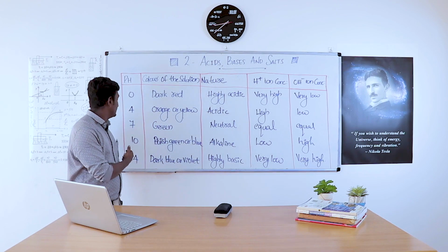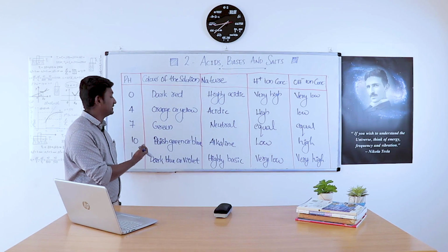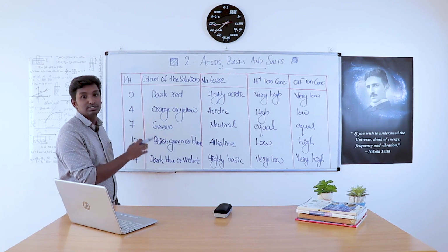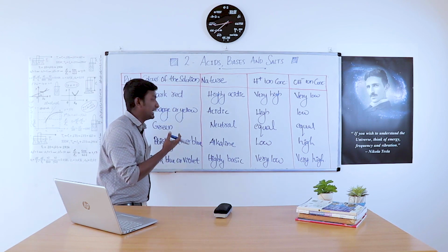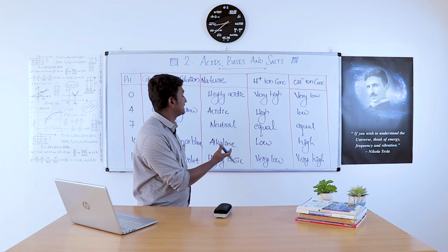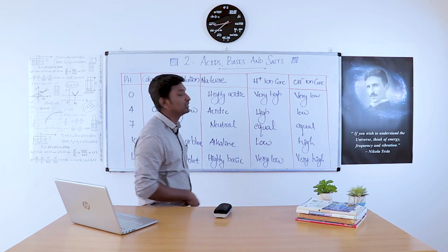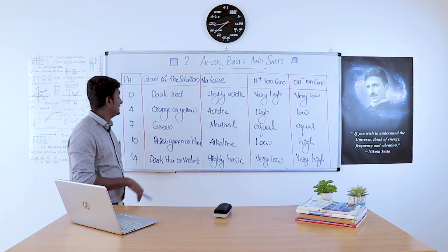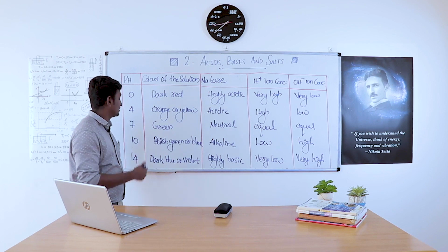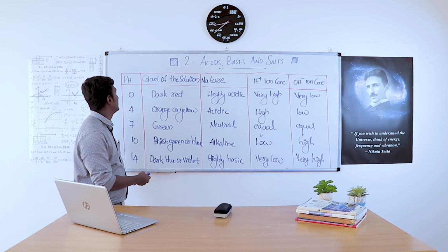Then if the pH value is 10, it gives a bluish green or slightly blue color. The nature of the solution is alkaline, H plus ion concentration is low and OH minus ion concentration is high. Next, if the pH value is 14, then the color of the solution is dark blue or violet.